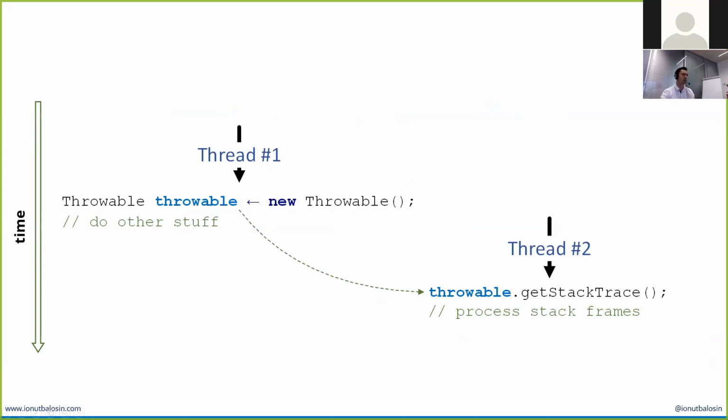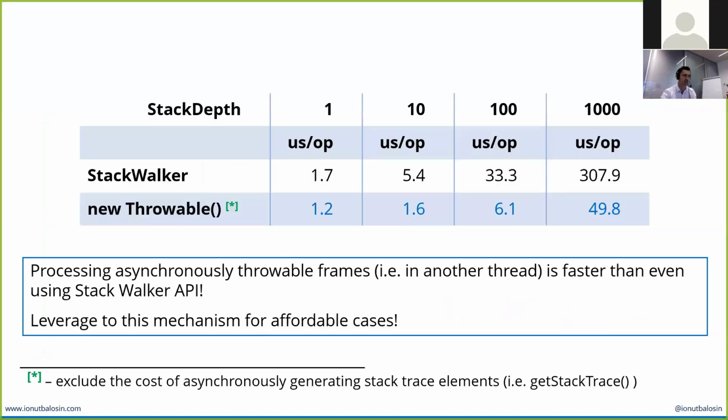And if you compare this approach of processing the throwable frames asynchronously versus the StackWalker API, you will see that new throwable, here I measured only the cost of new throwable, is very cheap. This leads me to the conclusion that if your application or your business context is suitable for such a scenario, you may not even need to rely on the StackWalker API. You can use new throwable, get the exception, and then in an asynchronous thread process all the frames. So you'll benefit from even more performance during runtime.